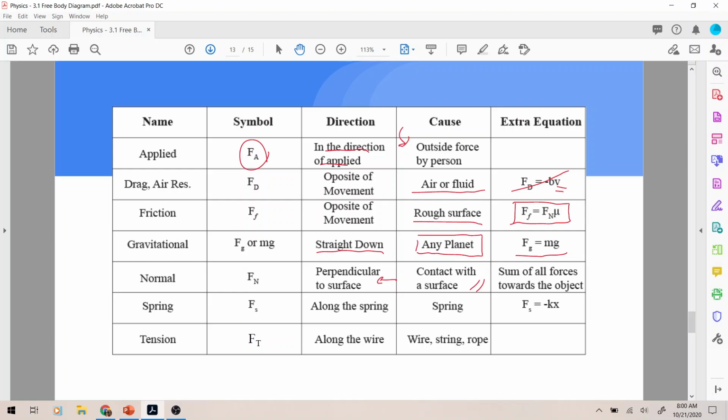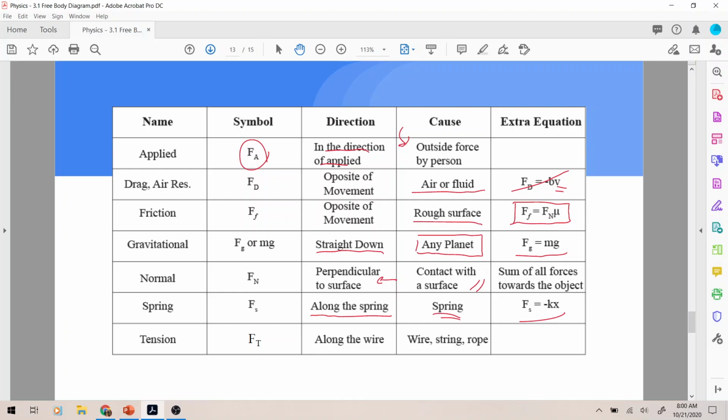So spring force, when it is just like tension, is going to be along the spring. When do you have a spring force? If there's a spring in the system. And again, we're going to see this later on, but there's an extra equation for spring force. It's K, the force constant, times X, the distance stretched or compressed.